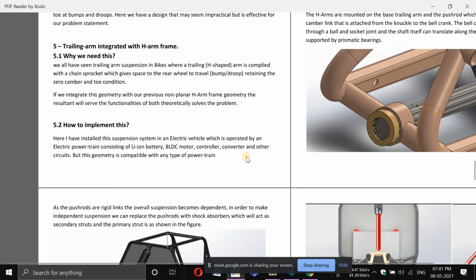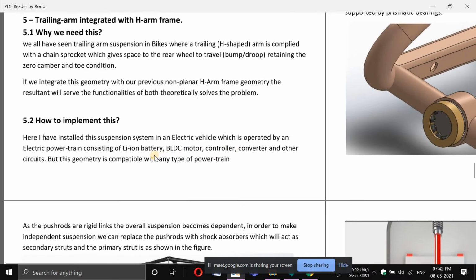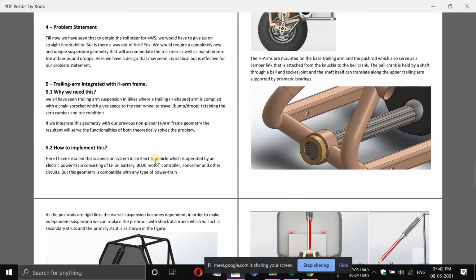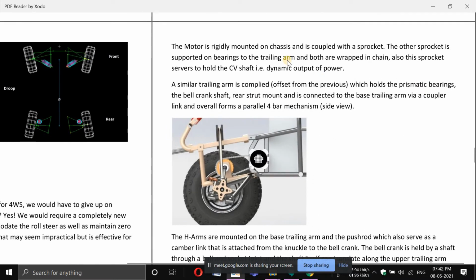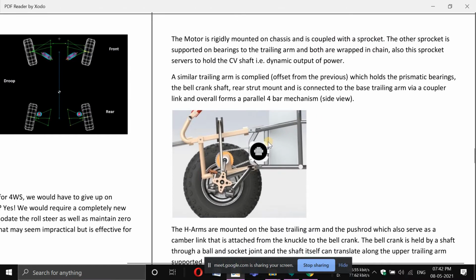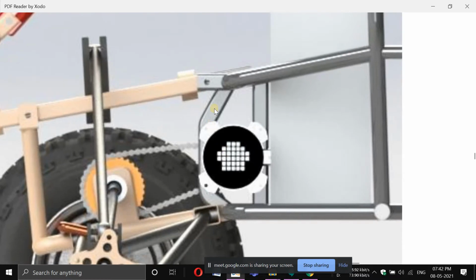This is the description of the design: a BLDC motor, motor controller, converter, and lithium-ion battery. That is the same powertrain of an electric vehicle that has been used. We can use any type of powertrain, even a basic commercially used IC engine powertrain would be compatible with this design. And the motor is rigidly mounted on the chassis with a sprocket. So this is the motor mounting. If you can see, the motor is being mounted on these members.